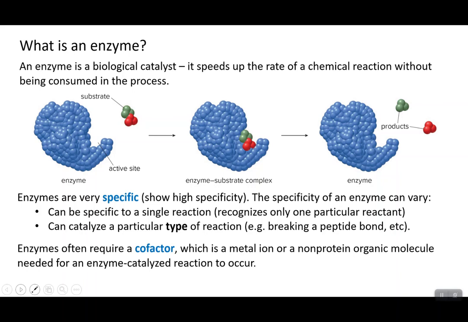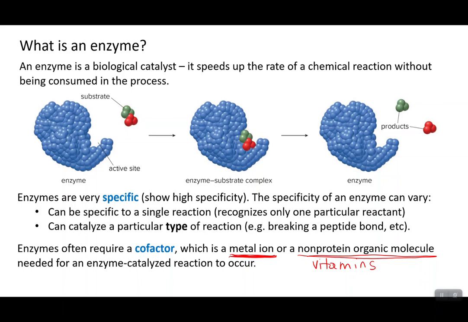Enzymes can often require a cofactor as well. A cofactor can be a metal ion or a non-protein organic molecule, such as vitamins, for example. And these are considered cofactors when they are needed for an enzyme catalyzed reaction to occur. So what this means is that metal ions, which we consume in our diet, this is why we need little ions like magnesium and sodium and so on in our diet in order to be able to supply those metal ions in these type of enzyme catalyzed reactions.